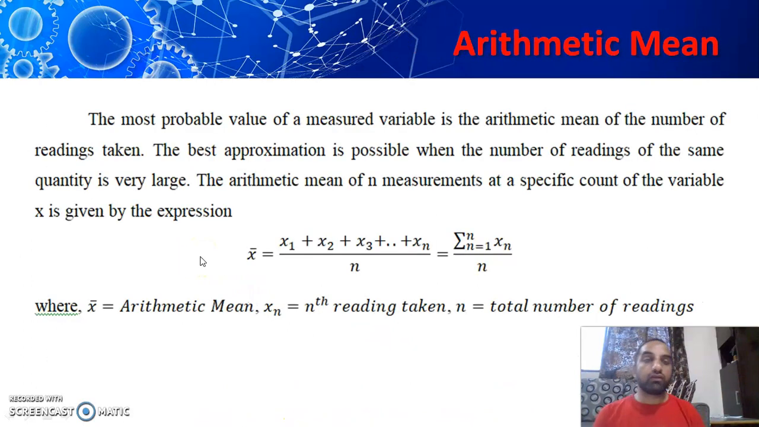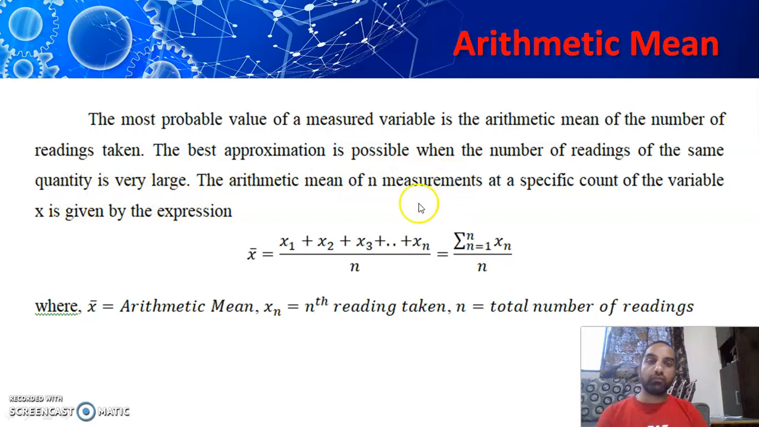See, different analyses are there. The first one is the arithmetic mean. The arithmetic mean means the average value of all the readings. This is the most probable value of the measured variable, if the arithmetic mean of the number of readings is taken. The best approximation is possible when the number of readings of the same quantity is very large.